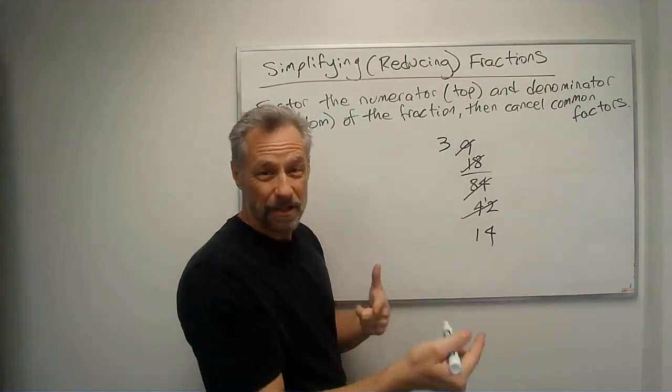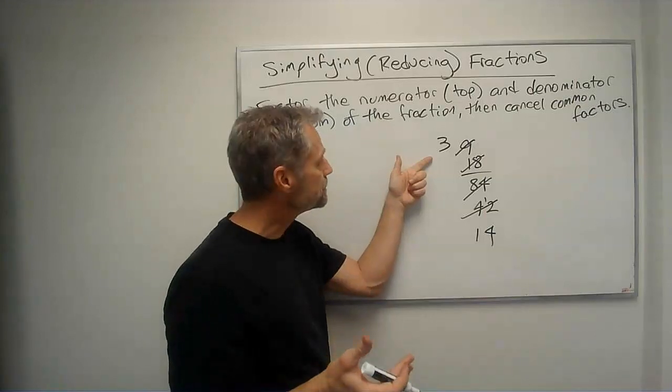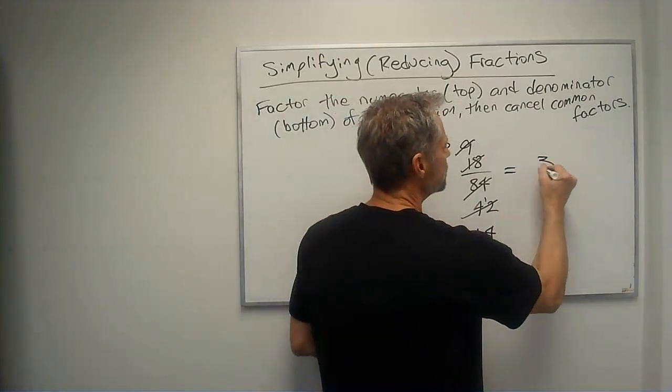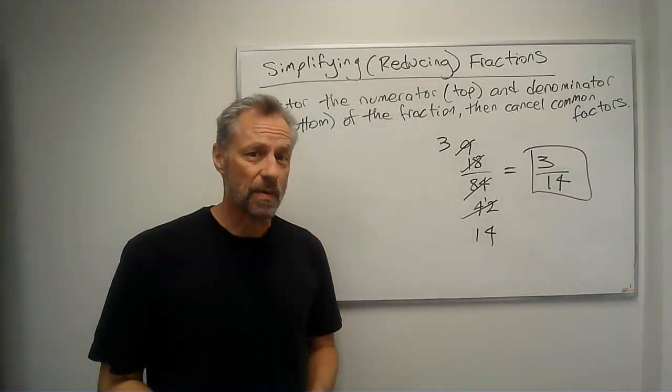These are what they call relatively prime. They don't have any common numbers other than 1. So we say, oh, 3 and 14, that's my answer. 3 14ths. And so that's a real quick way to do it.